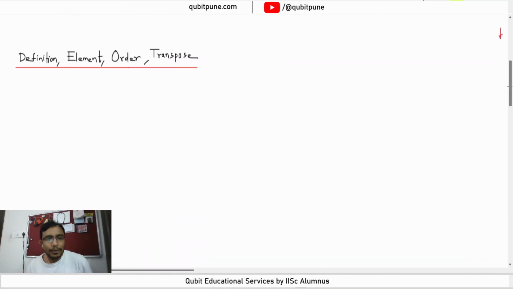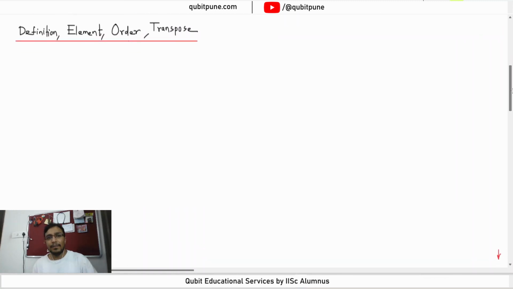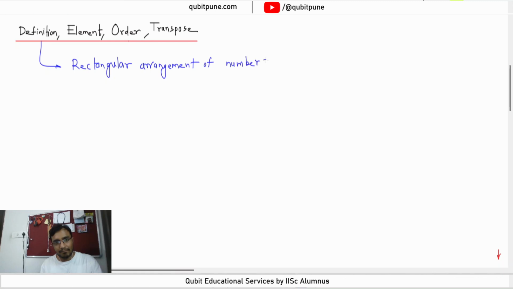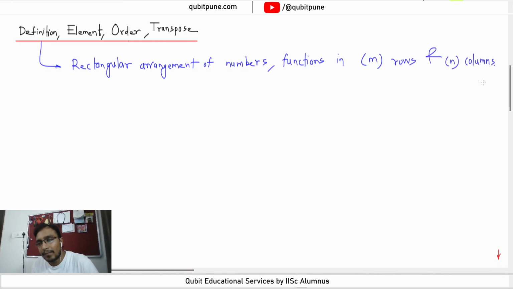Cool. Quick review. What is the definition of a matrix? How can we define it? It is a rectangular arrangement of not only numbers but also functions in a certain number of rows and a certain number of columns. Okay.